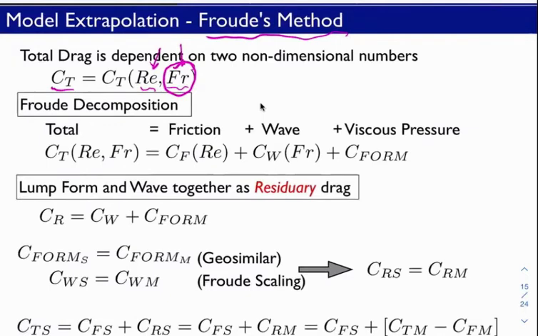In Froude's method, the Froude decomposition takes this total drag coefficient, which is a function of Reynolds and Froude, and divides it into three pieces. A frictional component, which is a function only of the Reynolds number, a wave component, which is a function only of the Froude number, and a constant component, which incorporates essentially the viscous pressure effects, the wake effects, or what we call the form drag coefficient. That is assumed to be constant. It's not dependent on anything except for the hull form itself. And since the model is isometric, or a geosimilar of the full scale, then C form is the same for model and full scale.